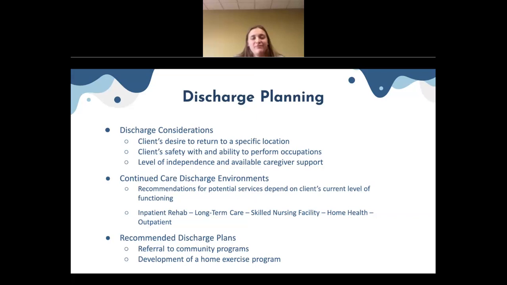For example, if an inpatient individual with Parkinson's disease demonstrates adequate progress, it may be recommended that they continue with home health services or outpatient services. For individuals living in the community and with a higher level of independence, a referral to community programs is essential to promote their continued independence. A development of a home exercise program may also be relevant.